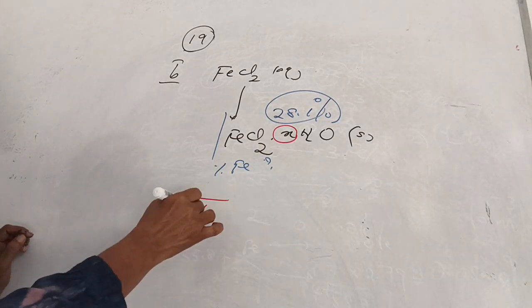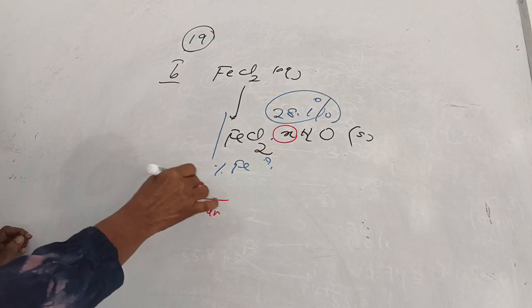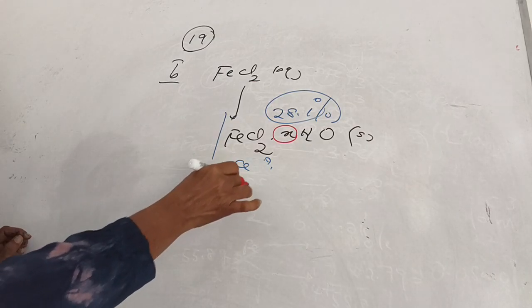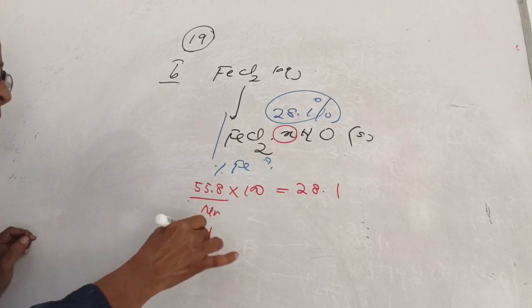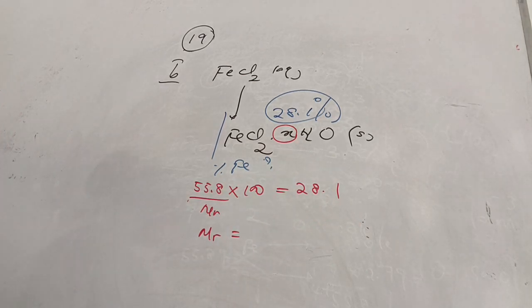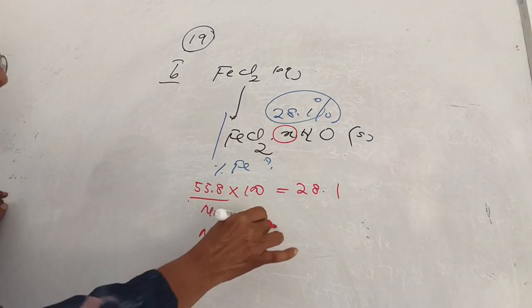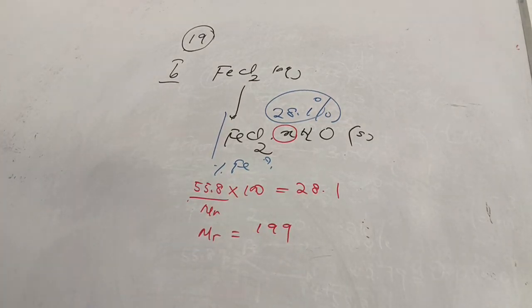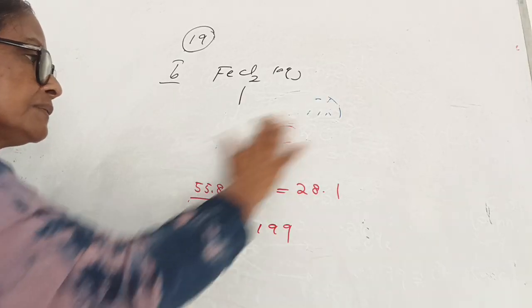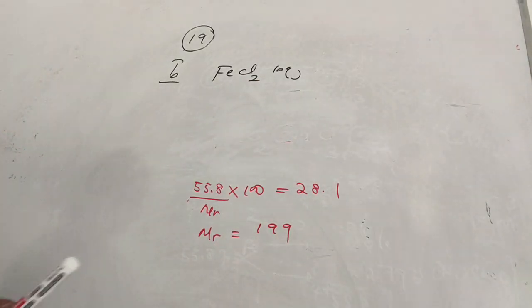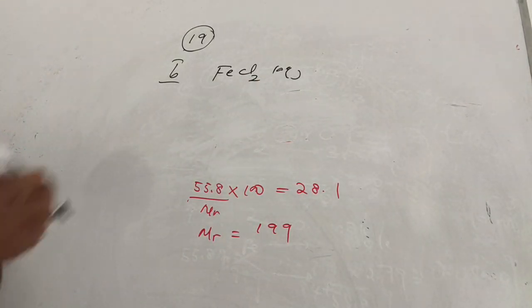So for the entire Mr of the compound, 55.8 gram into 100 equals 28.1, which can be simplified to find the value of Mr. It comes to 199. Once you get 199 for the entire molar mass, it's much easier because it gives you the further step here.